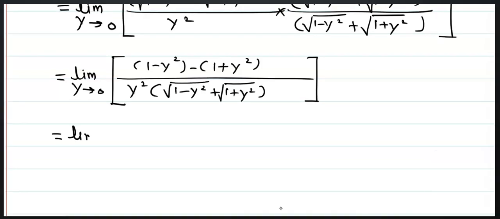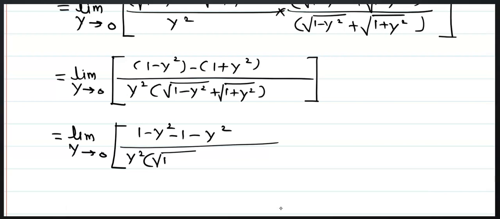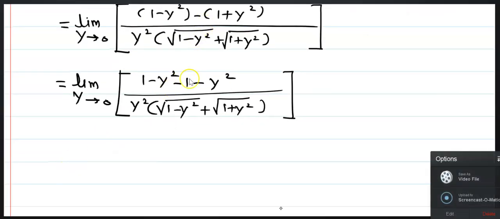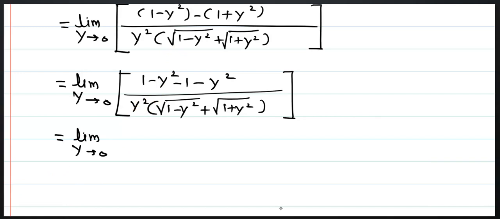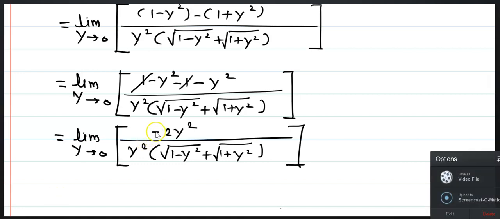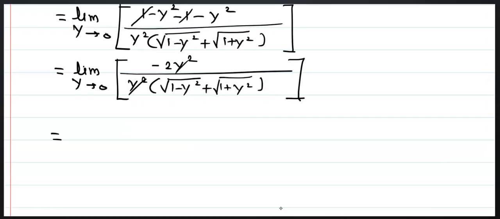Now see this next. When you open the bracket, you will get minus 1 minus y square. Plus 1 and minus 1 get cancelled. Minus 2y square gets cancelled from the numerator and the denominator. These are the steps. Y square from the numerator and from the denominator get cancelled.